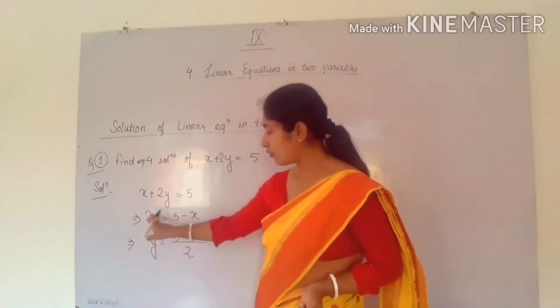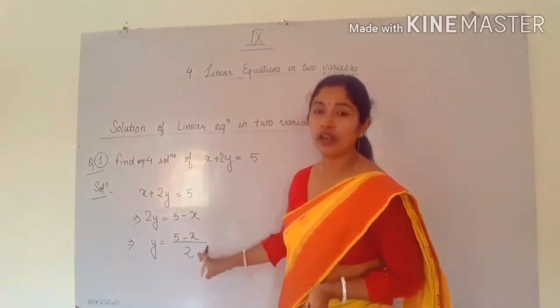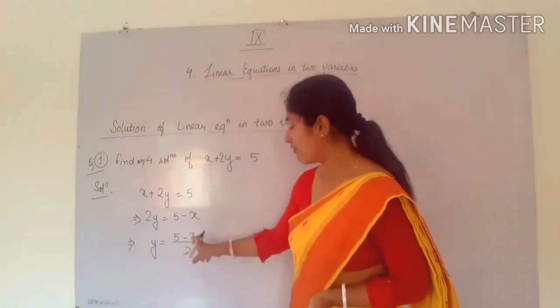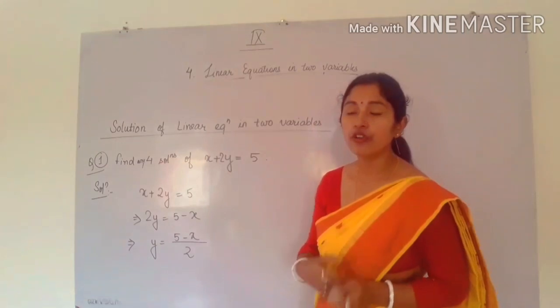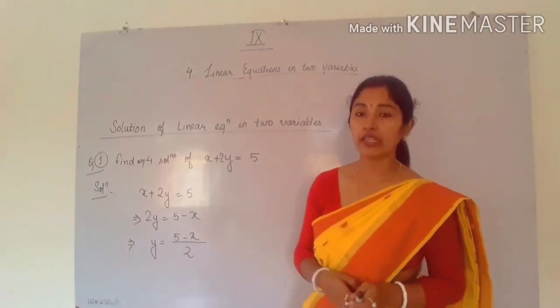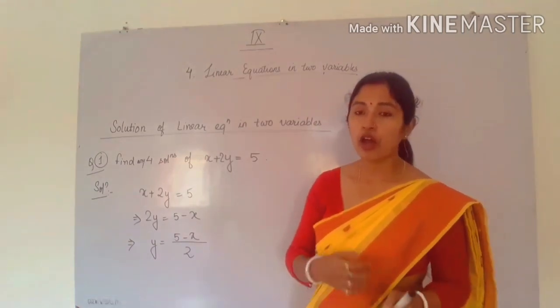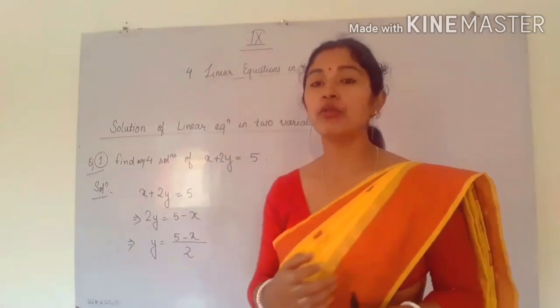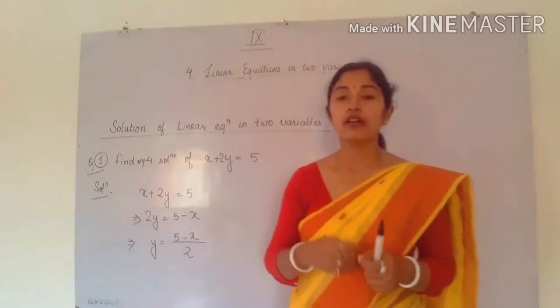As 2 is multiplied with y, when 2 transposes to that side, it will be divided by 5 minus x. Now we will find the different values of x and the different values of y. So how to start it? You have to assume the values.